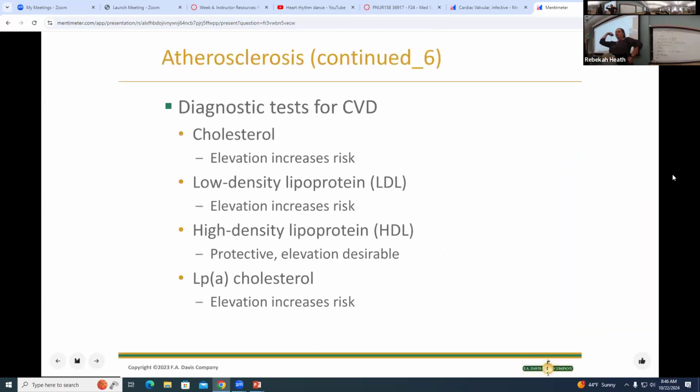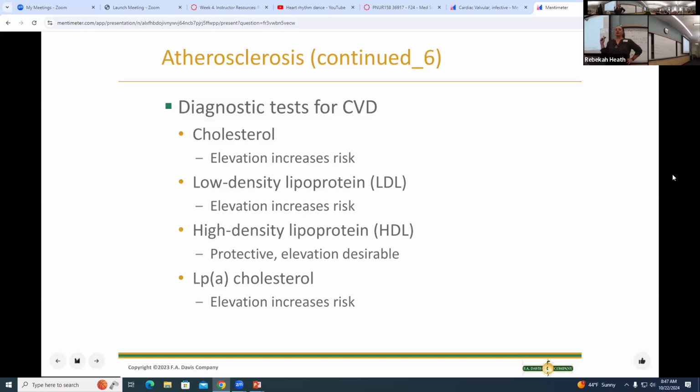So if we have somebody with atherosclerosis, we're going to get some blood tests. Their cholesterol level is going to be high. Their LDL, or low density lipoprotein, is going to be pretty high as well. Their high density lipoprotein, that's a good one. We want them to have HDL. That's kind of a protective mechanism of the heart. So when you have somebody and you're like, oh man, HDL is low, that's great. Actually, it's not. We want it to be higher. And then their LP cholesterol, if it's elevated, that's another risk factor.